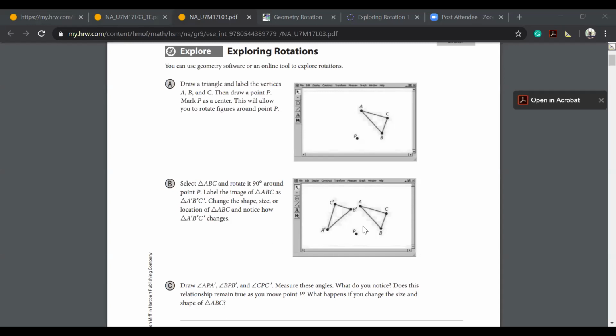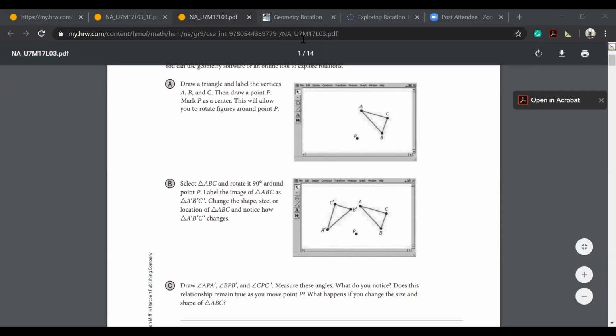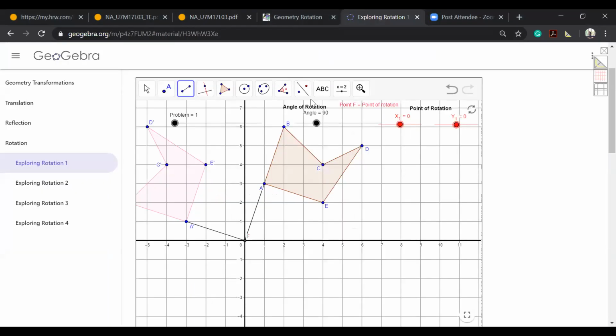Yani he wants us to measure angle APA prime, BPB prime, and CPC prime, which means in our example, let's go back in here. Let's measure this angle and see. Before I measure it, of course, to measure an angle, I'm going to use a what? A protractor.